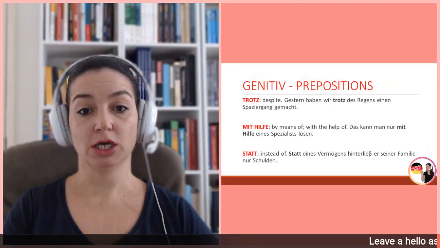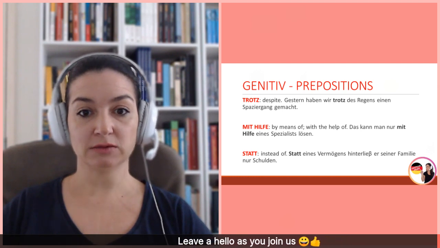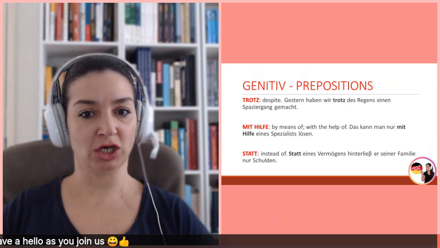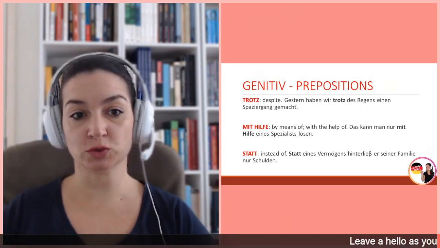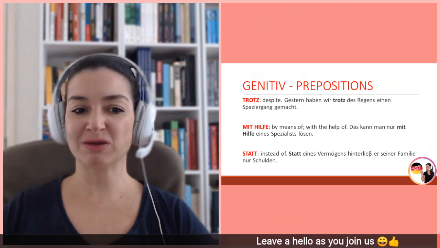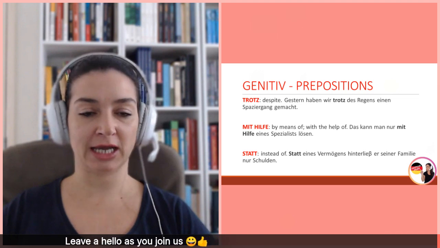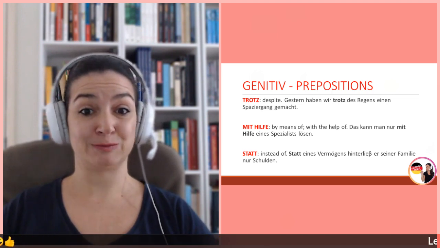Now we have another three prepositions, and one of them, trotz, is more used than the other ones, or statt as well. Anstatt, statt, we also use. Those we use a bit more than the ones we just saw, but still nothing like wegen, während. So, trotz, despite.